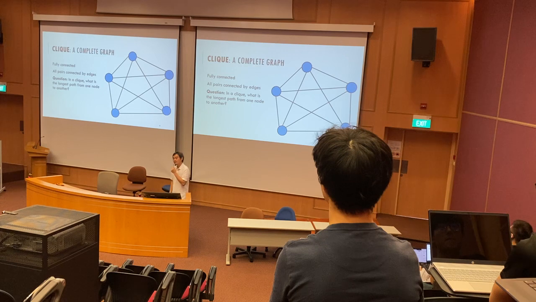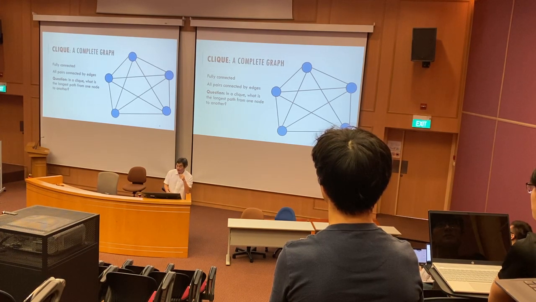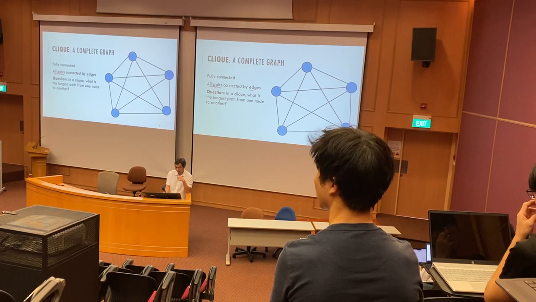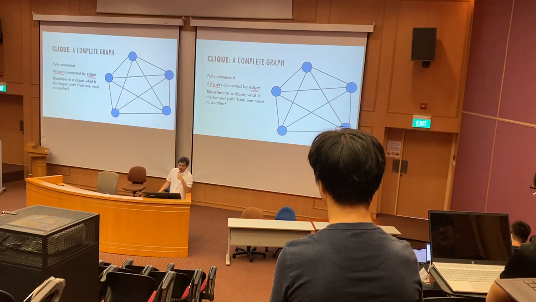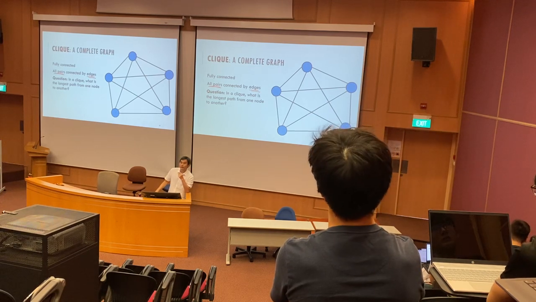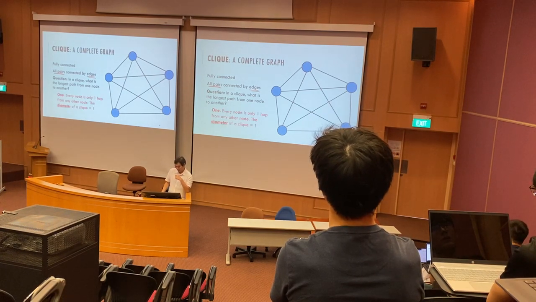This is a clique. A clique is called a complete graph. What it means is that it's fully connected, so all pairs are connected by edges. You take any two nodes, there's an edge between them. So in a clique, here's a question. What is the longest path from one node to another? One. Great. All you need to do is to go one hop.